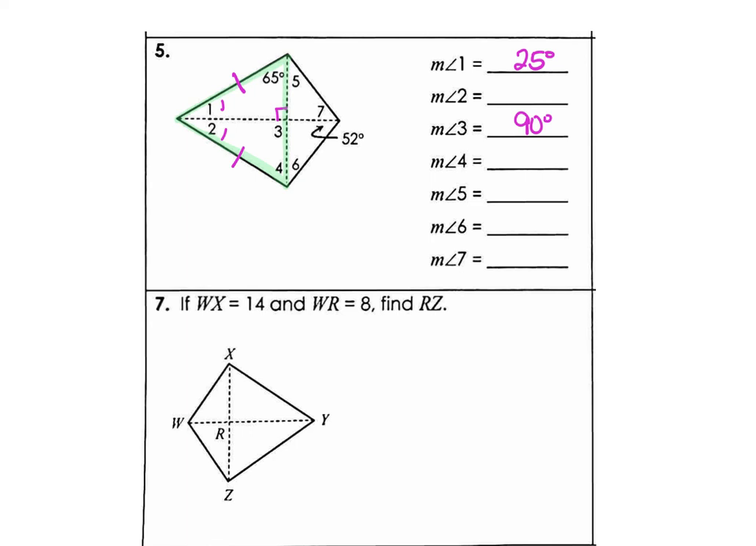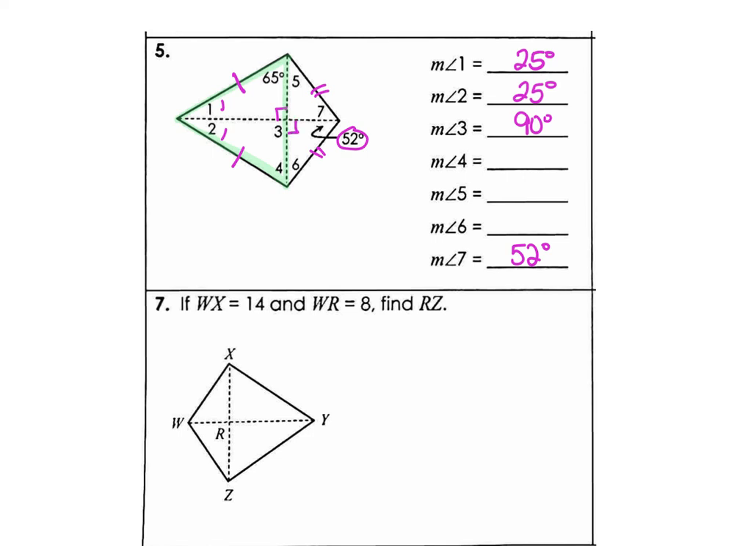So once I solved for angle 1, I actually solved for angle 2 as well. All right? I solved for angle 2 as well. Which means that if I have 52 right here, that is also an isosceles triangle because these two sides are congruent. So that means I also know angle 7. Angle 7 must also be 52 degrees.